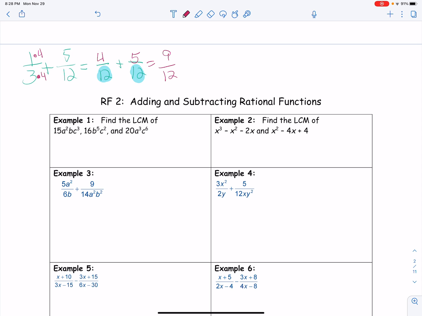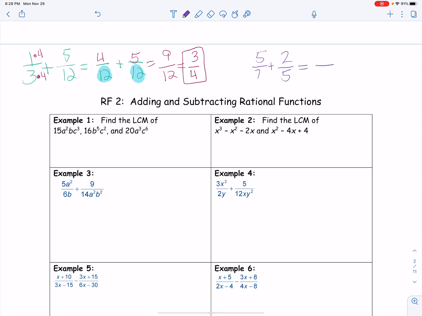Now, sometimes you can simplify that. So in this case, 9/12, 3 goes into them, so my answer is 3/4. But sometimes you can't simplify it, so you're going to have to get the adding done first before you can simplify. Okay, now I might do one like 5/7 plus 2/5.